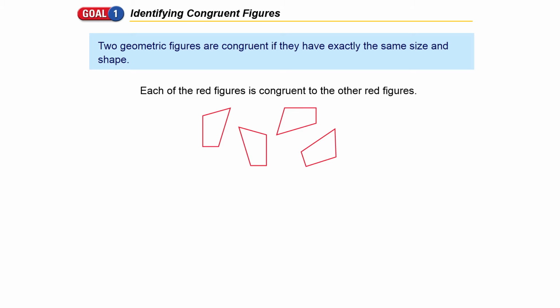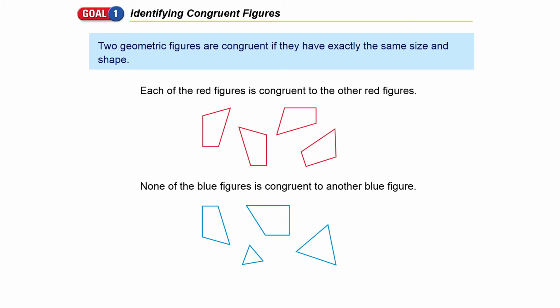Please write down what is written in blue. Two geometric figures are congruent if they have exactly the same size and shape. You can pause at any time. In this next one, none of the blue figures are congruent to the other blue figures. Look at them. They're either all different sizes or they're even different shapes.